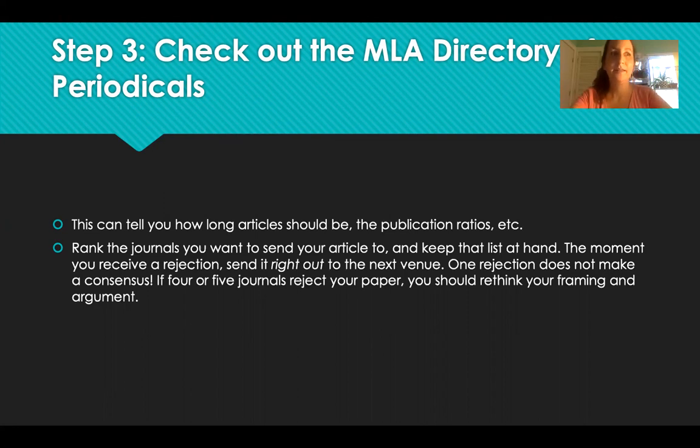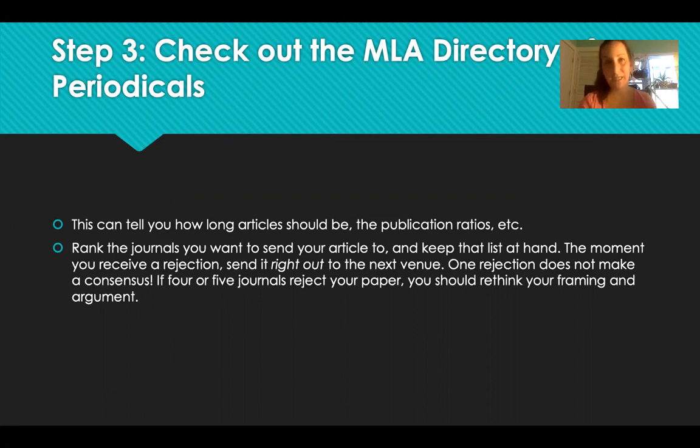So you can decide if your ranking is going to be like, oh, that Gothic literature one has a much higher ratio. I'm going to submit to them first because I want something that's more likely. Or if you want to go based on prestige and send it to a journal that is more selective, that's entirely up to you. But you should have a sense of a list of where you want to send it to. And the minute that you receive a rejection, send it out to the next one.